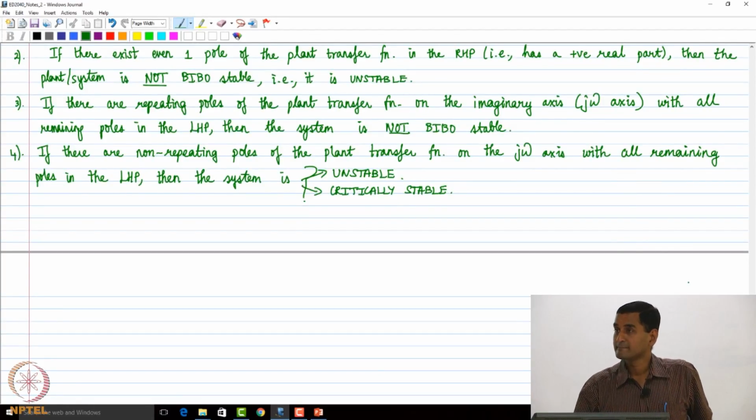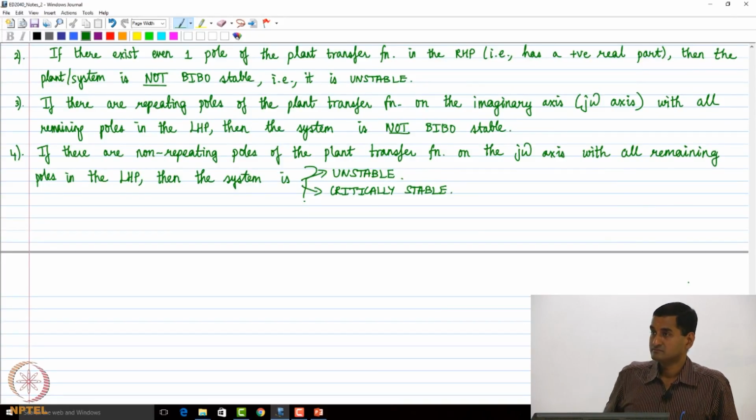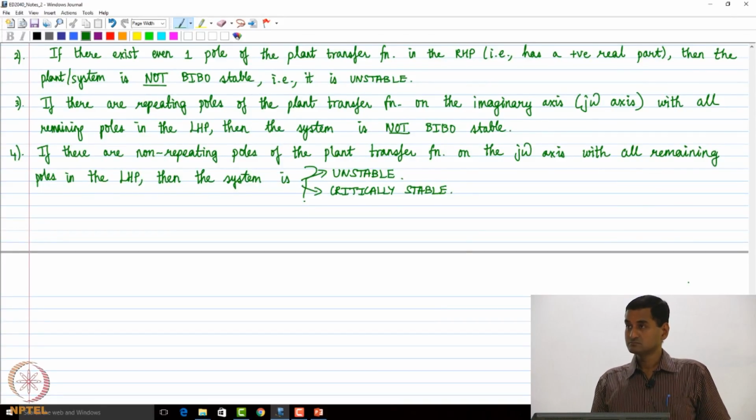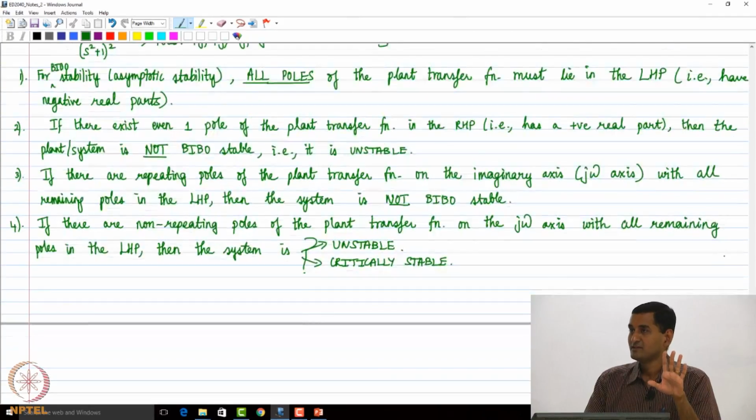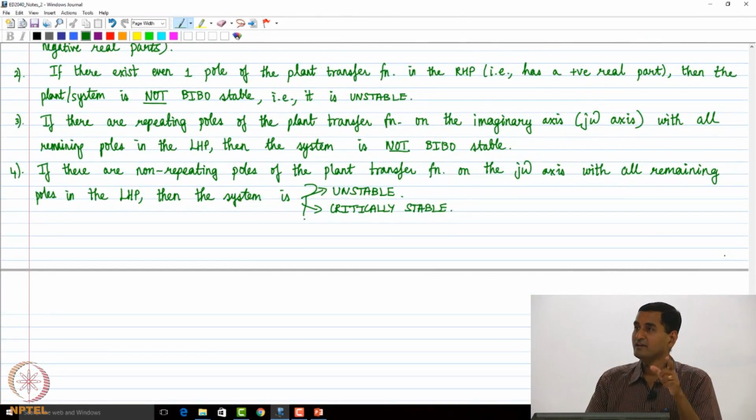Yes, exactly. That's what we are going to show. Good point. Condition number 1: for BIBO stability or asymptotic stability, all poles of the system transfer function must lie in the LHP. The question was, if I find the transfer function and figure out that all poles lie in the left of the complex plane, is the system BIBO stable? The answer is yes. How? We are going to prove it.